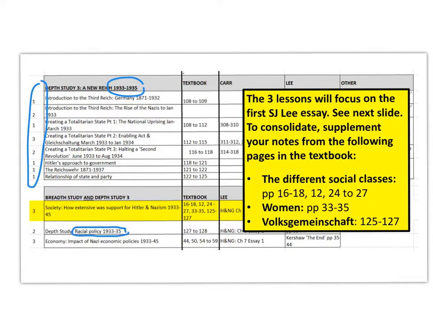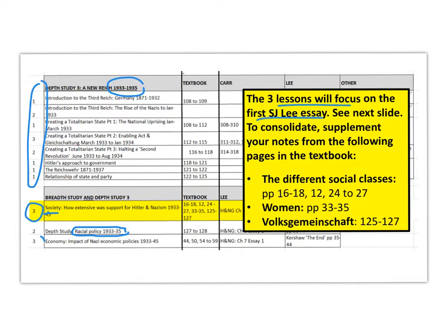Just to finish that off, for the depth study 33 to 35, we have to look at racial policy. But what we're going to do with these 3 lessons is look at society. We're looking at section C, as I just said.